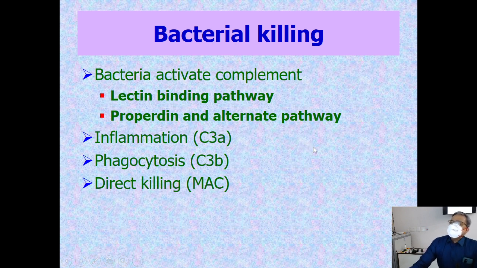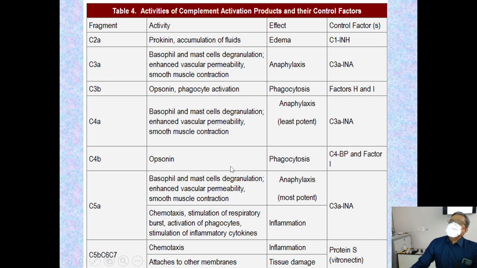So bacterial killing is by inflammation itself. How will inflammation kill a bacterium? Exactly. Neutrophils will come and they will deliver some lysosomes which act like carpet bombing of the area and get rid of the bacterium, or directly killing it by membrane attack, or making it easy to be eaten by making phagocytosis possible. So this is a list of all the things which are important in complement. It's taken from your Robbins.